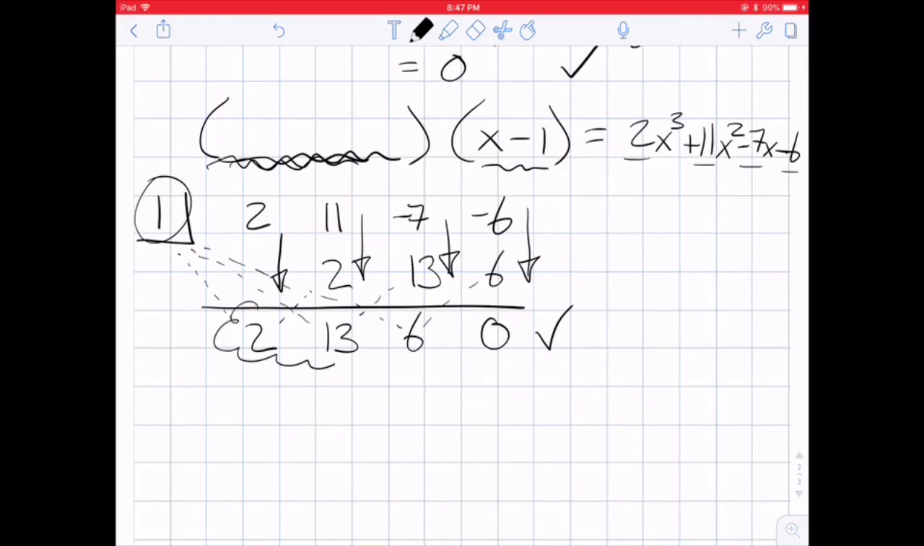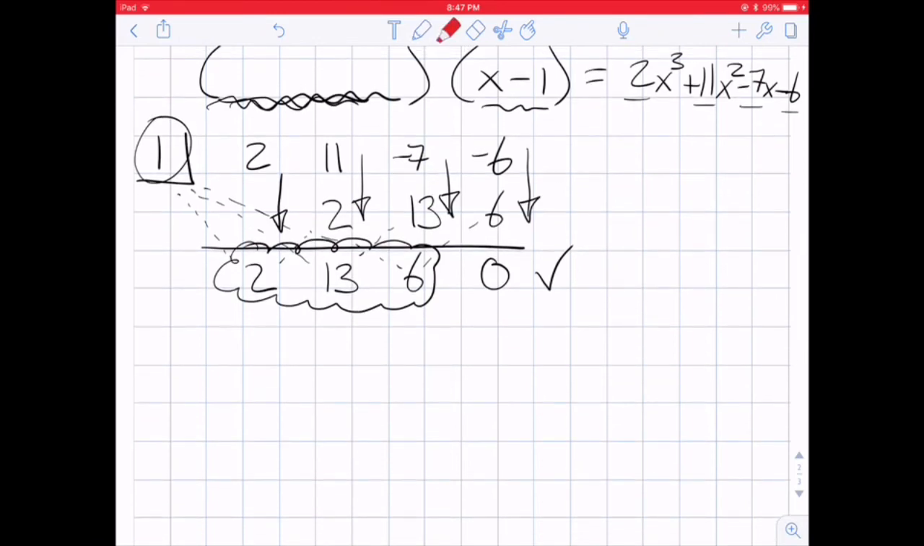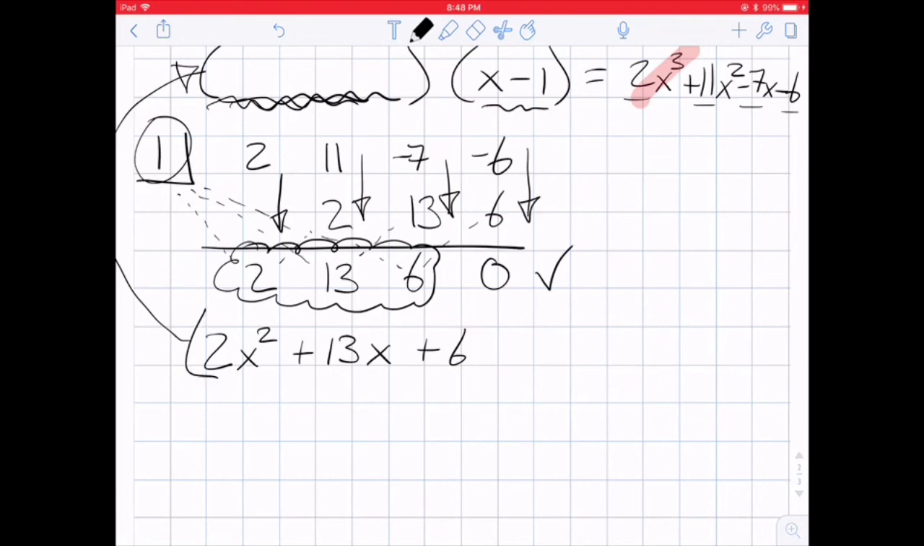These numbers in synthetic division here are telling you the coefficients for the reduced polynomial. So since I started with the 2x cubed before, this 2 is going to be the coefficient for an x squared. The 13 is going to be the coefficient for x, and the 6 will be the constant term. This is the thing that was in the blank here, the parentheses. It's the remaining factor after I had factored the original polynomial.